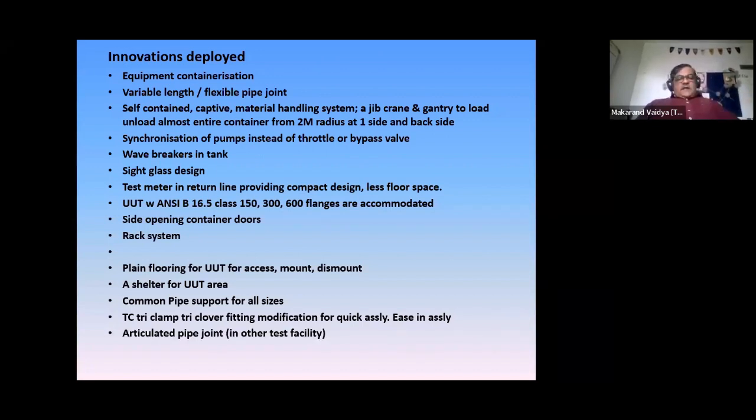In one more rig, I developed an articulated pipe joint in which I have to adjust the linearity of the unit under test, so I used the articulated pipe joint. Then at one more place, I used an O-ring union fitting. Simple union fitting has given me a lot of trouble because it is not at all friendly for dismantling and assembly, especially in stainless steel.